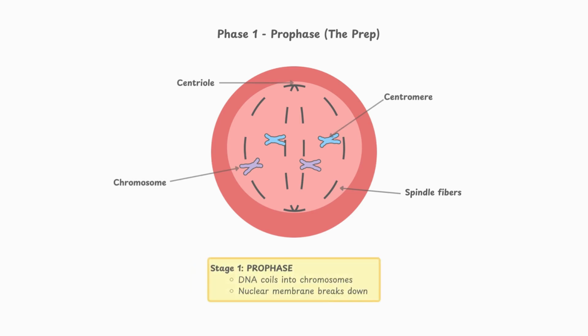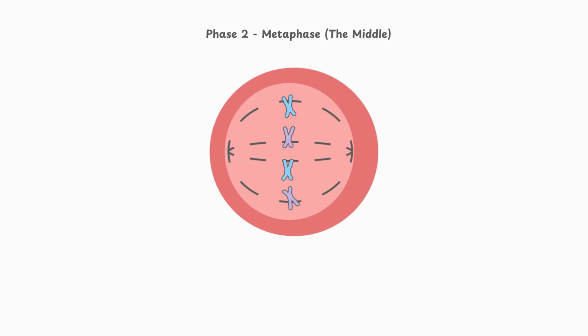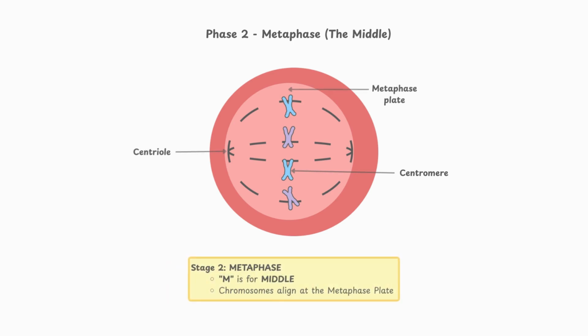So in summary, during prophase, chromosomes condense, centrioles move apart, and spindle fibers begin to form, preparing the cell for division. Now that the chromosomes have condensed and the spindle fibers have formed, we move into phase 2 of mitosis, called metaphase. This is the middle stage of cell division. The centrioles are now at opposite ends of the cell, helping organize the spindle fibers. The chromosomes line up along the center of the cell at the metaphase plate. Spindle fibers attach to the centromere of each chromosome, preparing to pull them apart evenly. A quick way to remember this is M for metaphase, M for middle.